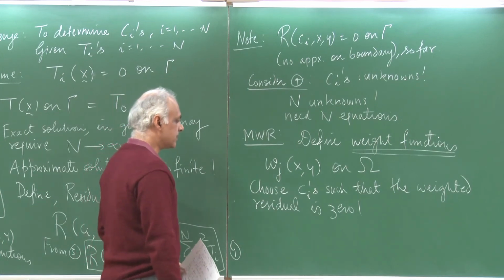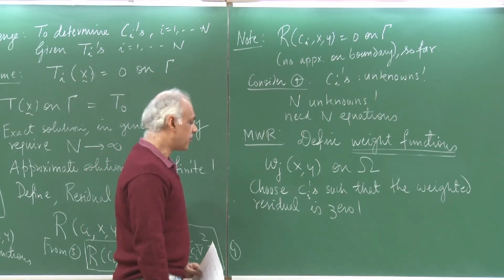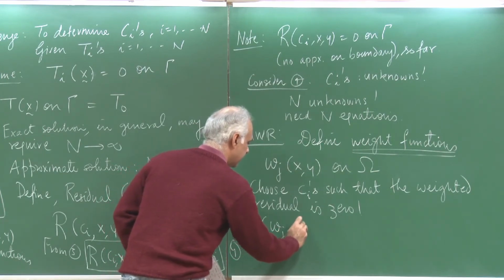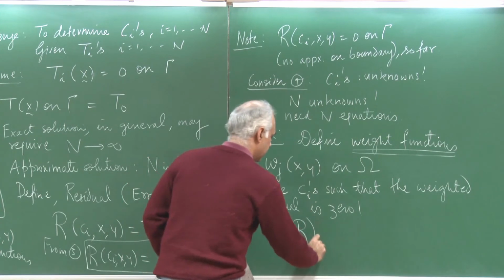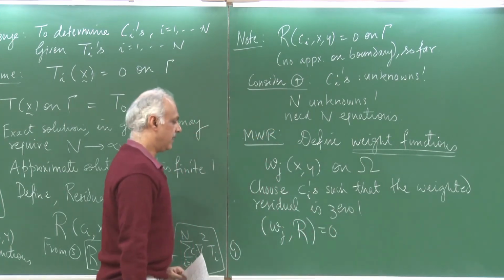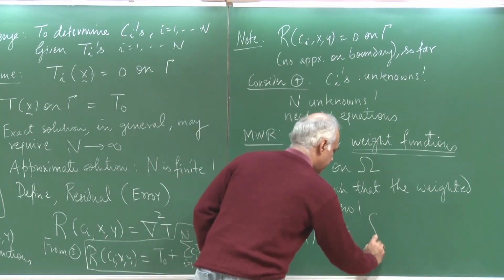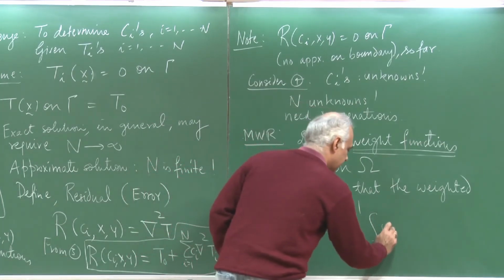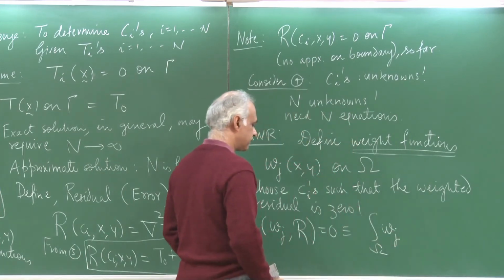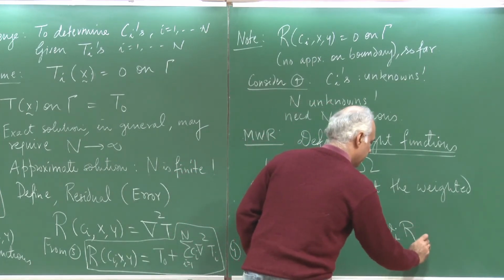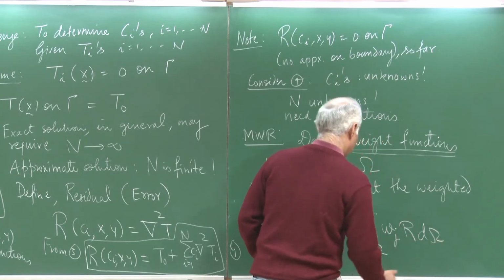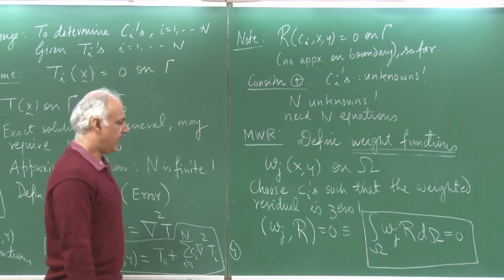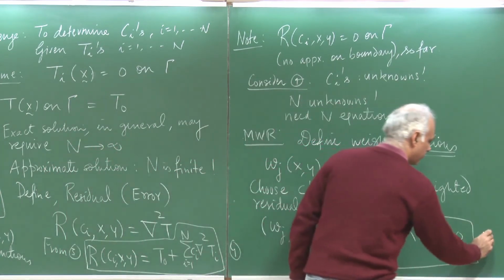How are we going to do this? Well, we have already defined the inner product. So we will say that the inner product of Wj and the residual is 0, and this corresponds to the integral over the domain omega of the function Wj times the residual, which we have already defined, times d omega, and this is 0. And j of course has to go from 1 to n.